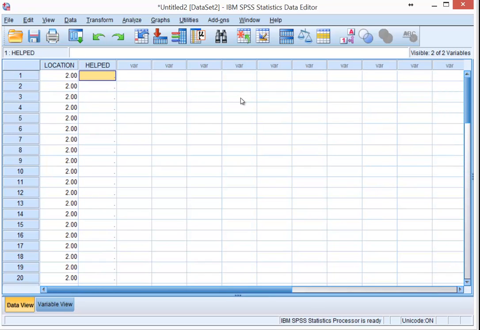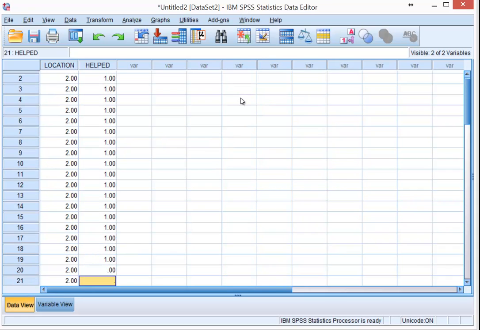Now, of those first 28, 19 of them helped, so we'll indicate that the first 19 helped, and the rest of them did not help. Then of the people who were indoors, 8 helped, so we put in 8 ones, and then the rest did not, so we put in zeros. So we will end up with a data file that looks like this.